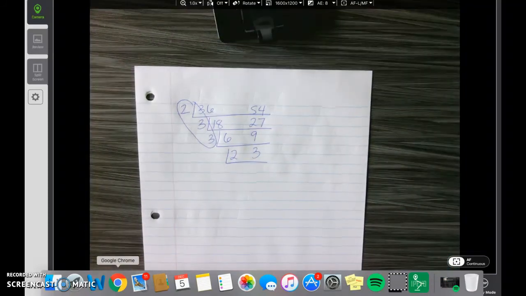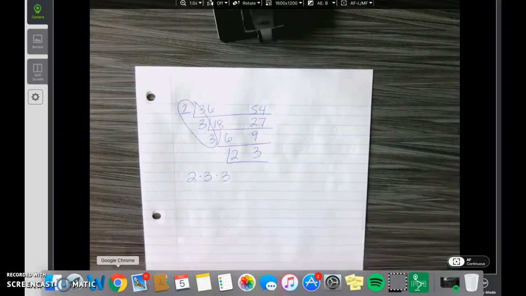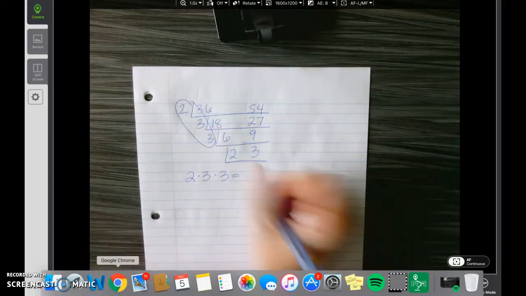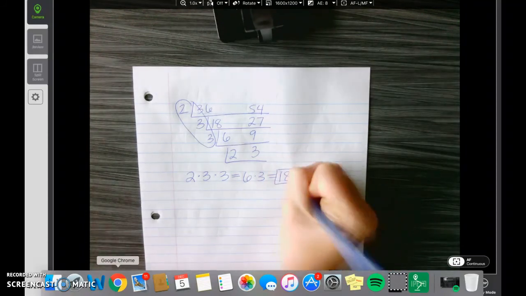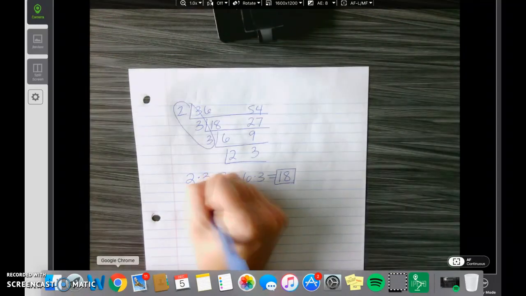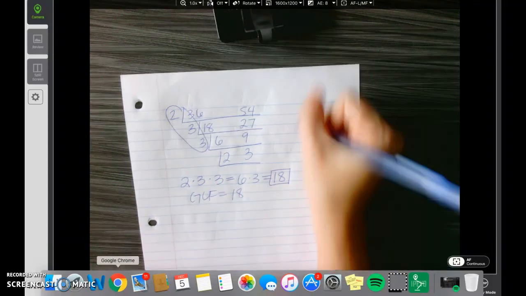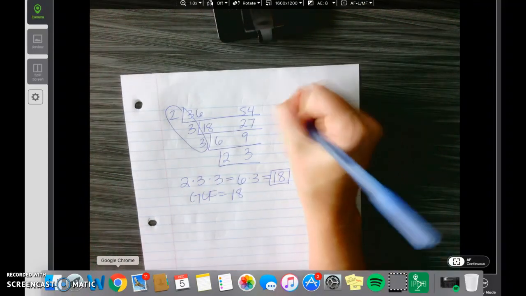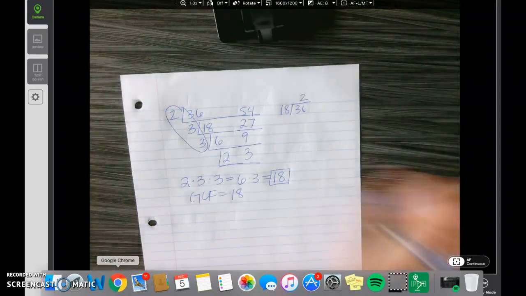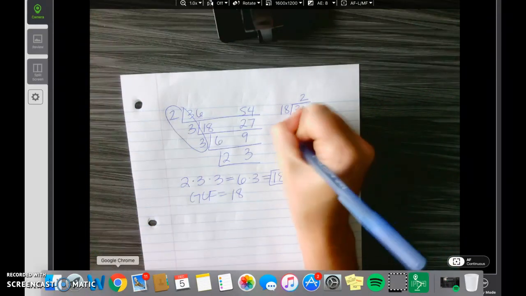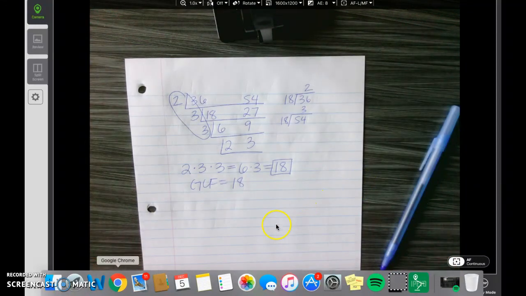So to find the greatest common factor, we're actually going to multiply these. So I'm going to multiply 2 times 3 times 3. So 2 times 3 is 6, and then 6 times 3 is 18. So the greatest common factor of 36 and 54 equals 18. To prove it, I could do 36 divided by 18 and make sure it goes into 36 evenly, which it does. It'll go in 2 times. And then I can do 54 divided by 18, and it'll go in evenly 3 times. So that is the GCF.